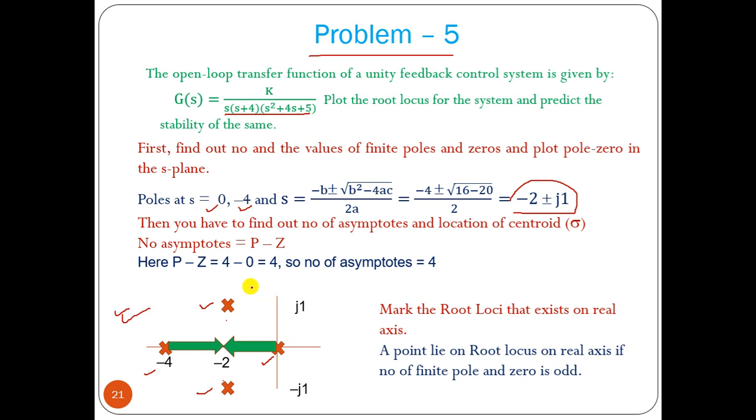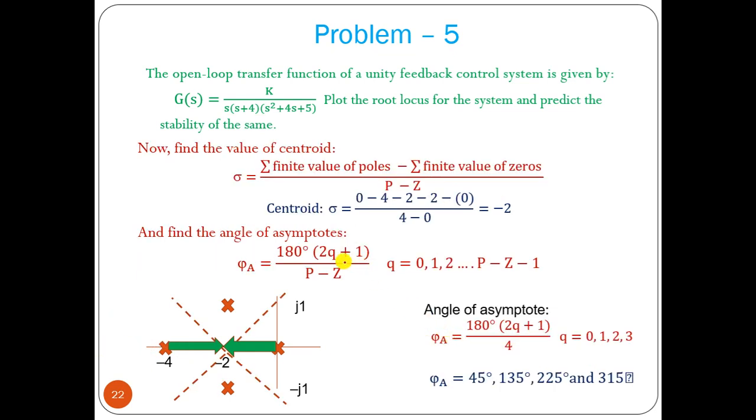Now we have only 4 finite poles, so all 4 should approach infinity along the asymptotes. So we have to find the number of asymptotes, P minus Z, that is equal to 4. We have to plot the real axis segment, that is between these two. On the right-hand side we have one pole. From here we have two poles, so there is no root locus path.